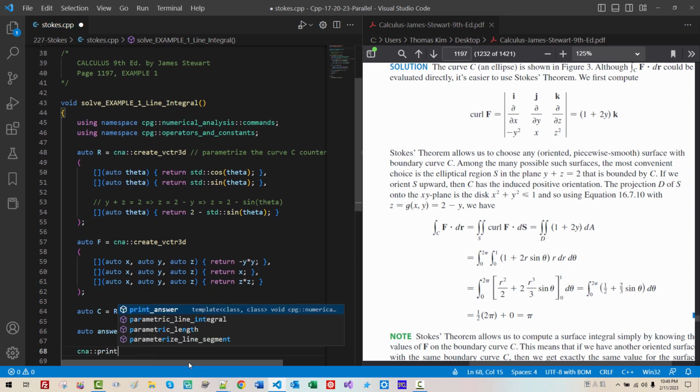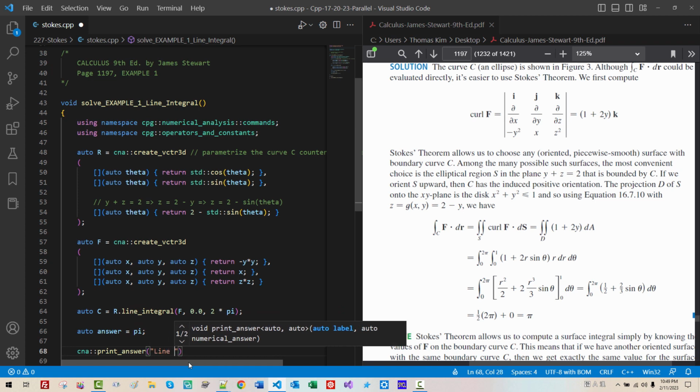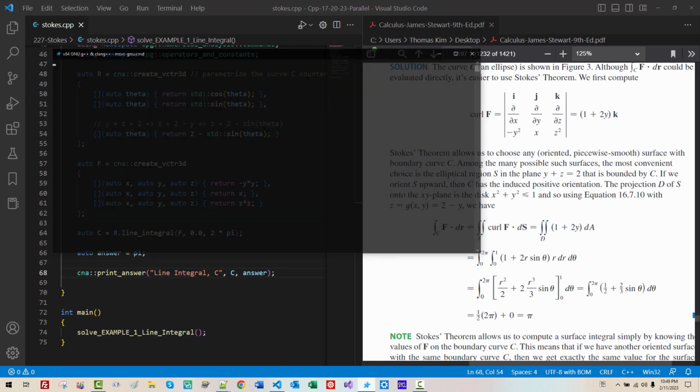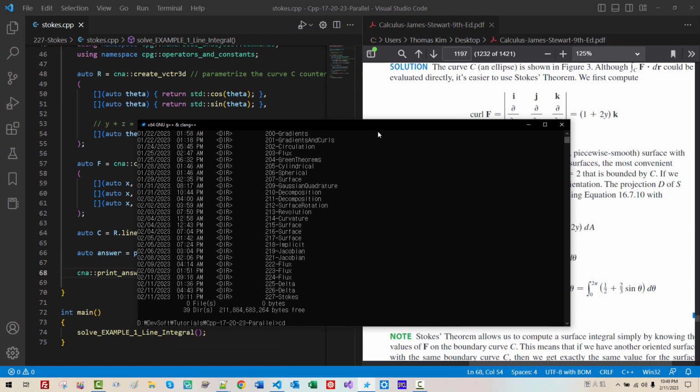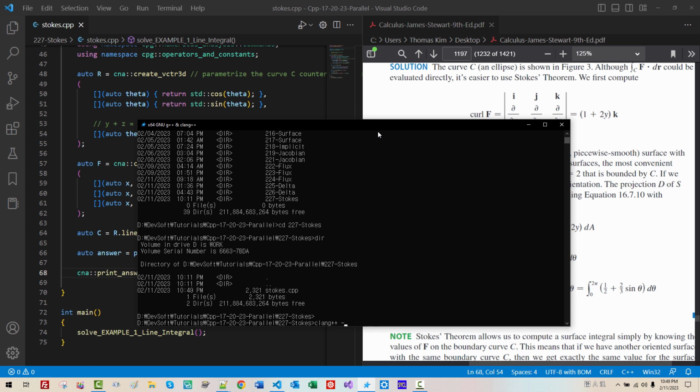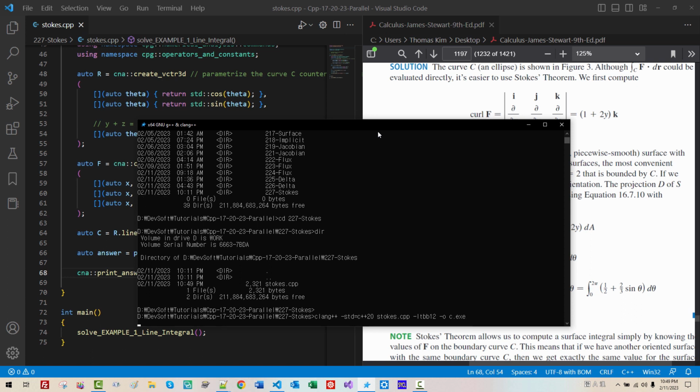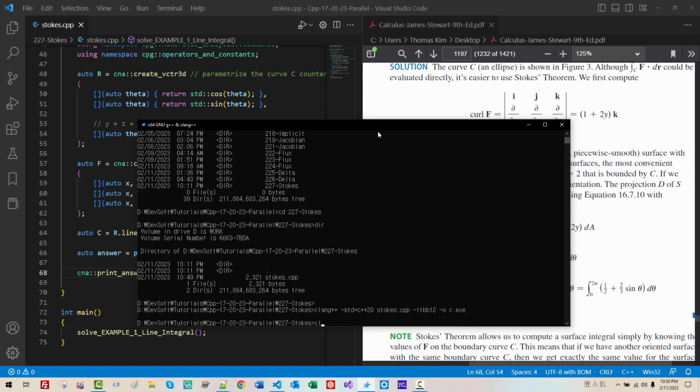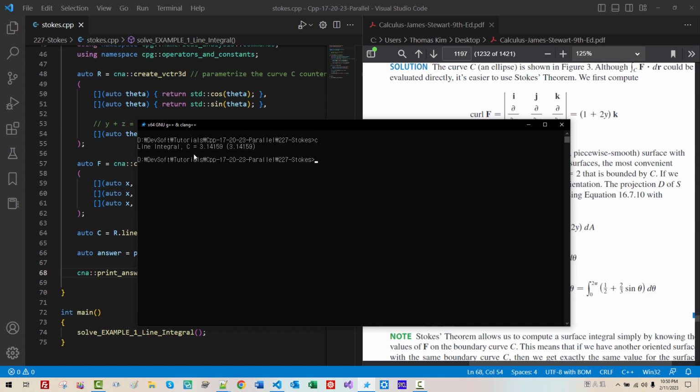Print answer, line integral C. With this, open up any compiler. dir, cd 227 Stokes, clang, std=C++20, Stokes.cpp, -o Stokes, 12, ./Stokes.exe. Hit enter. Look, our numerical solution is correct.